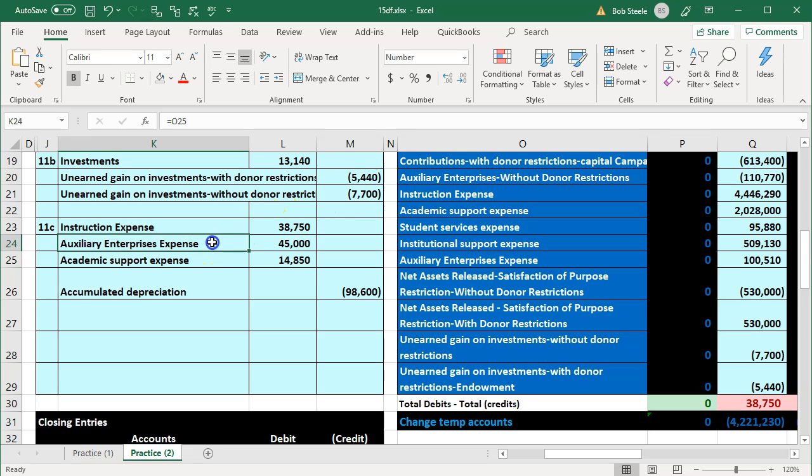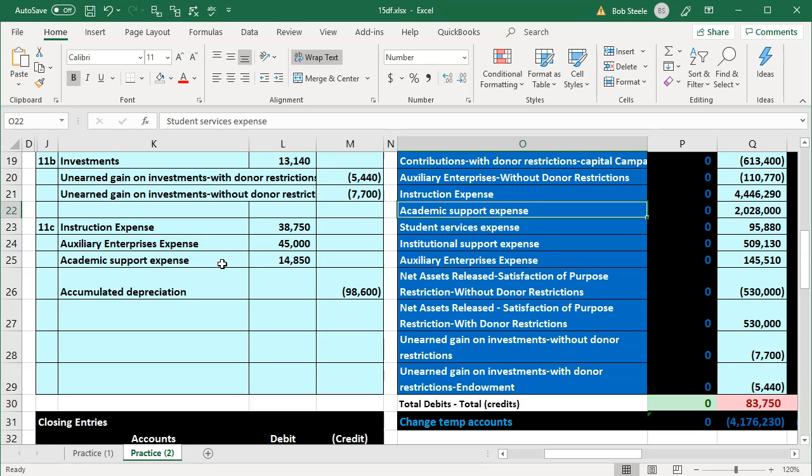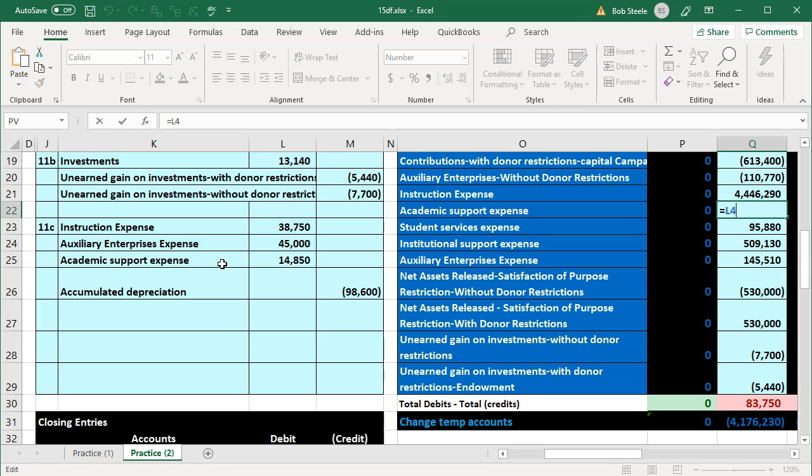Then we have the auxiliary enterprises. Make sure you pick up the expense as opposed to the revenue account. That's going to be here. In Q25, something's in it, so I'm going to say F2 plus F2. Scroll over to that 45,000. Then we have the academic support. So academic support expense, that's in cell Q22. So I'm going to say F2 plus F2. Scroll over to that 14,850.